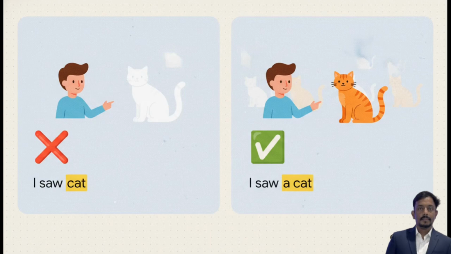See, if you just say, "I saw cat," to a native speaker, it just sounds unfinished. Their brain immediately asks, which cat? The cat? But by adding a, "I saw a cat," you make it clear you saw some random, non-specific cat. It just completes the thought.